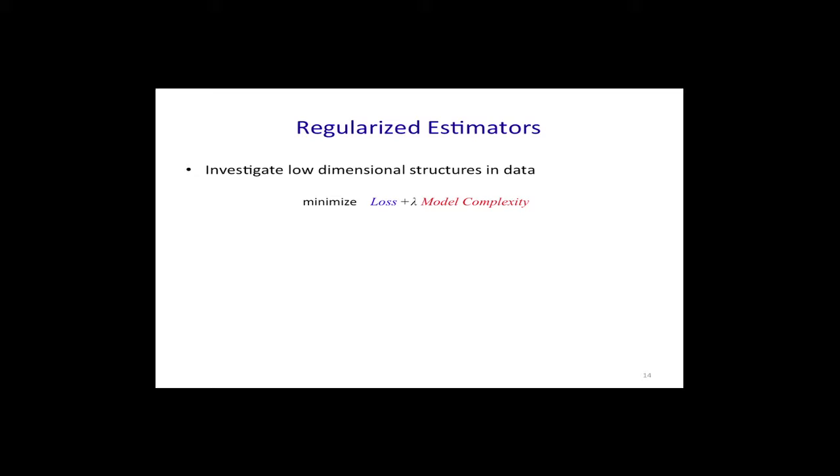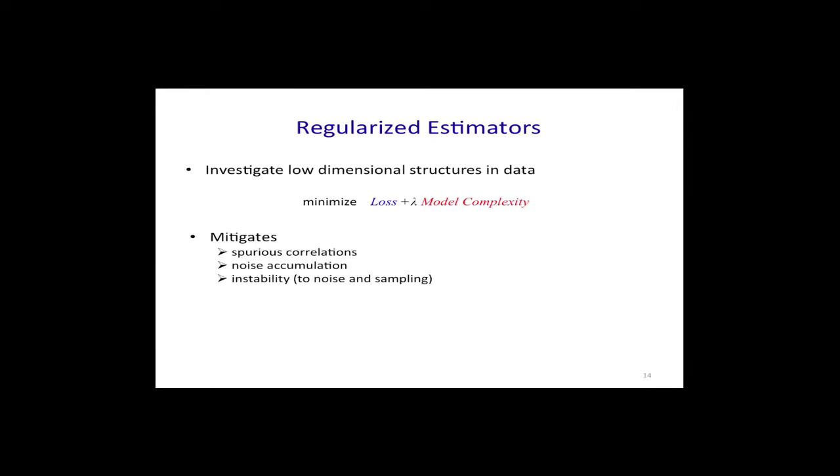So your cost function has two terms. The first term is the loss, which somehow measures the fidelity to your observation. And the second term is promoting the sort of structure that you are seeking. So you are looking for some not too complex model which can explain your data. And this regularization mitigates some of the curses of high dimensionality, like spurious correlation, noise accumulation, and also instability to noise and the sampling. But it also comes at a price.